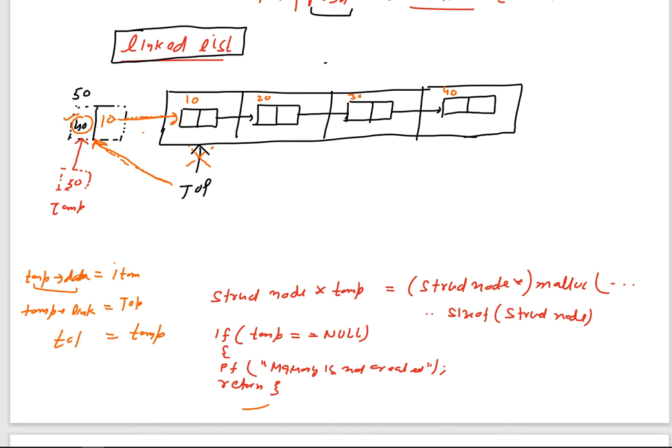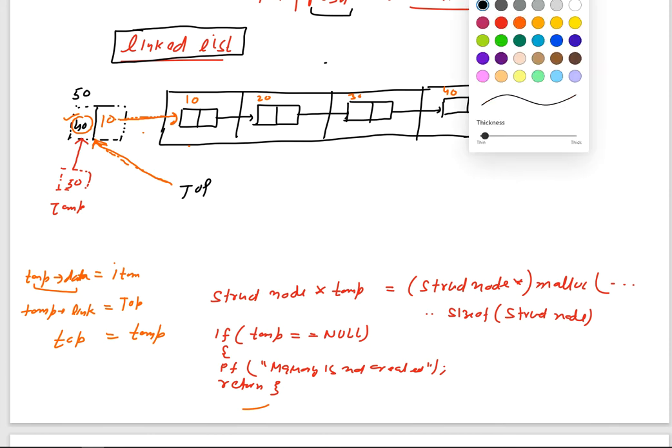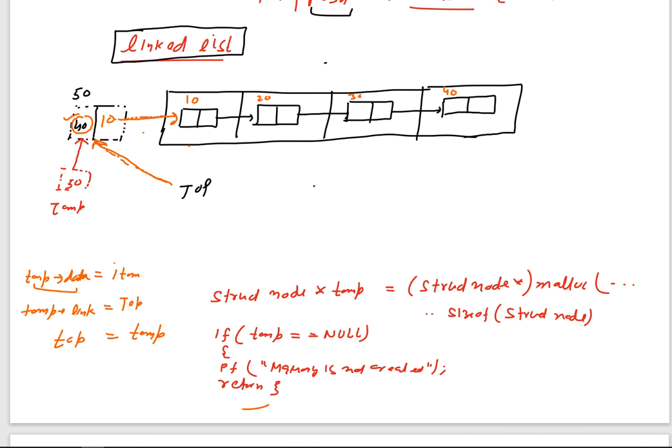Top will hold 50. So we have created this particular link. We have deleted this link from here and created the new link. This is how we have inserted one new node into this linked list using the concept of the stack. On the top we have pushed the new element 40, using the concept of the linked list.